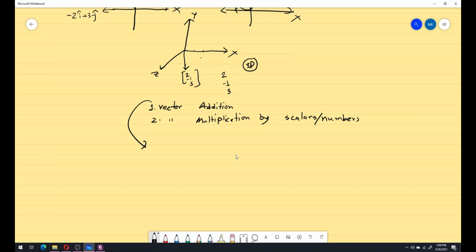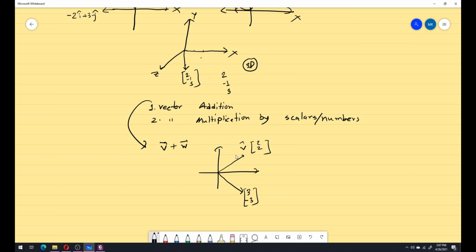So let's say you have 2 vectors v and w, and you want to add those. Okay, so let's say you have a 2D coordinate system, and this is your vector v, which is 2, 2. And you have another vector, let's say this is 3, negative 3. Okay, so how do we actually add these 2 vectors?